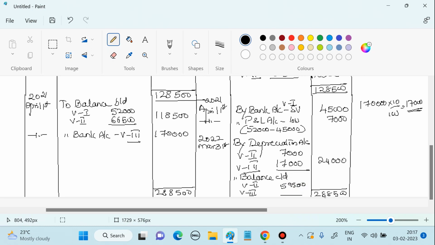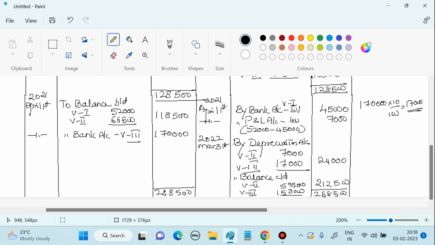And 1,70,000 minus 17,000 would be 1,53,000. So 2,12,500 is the value of the van at the end of the 3rd year. Got that? Any doubts? No, ma'am. If you total this, you will see it is 2,88,500.